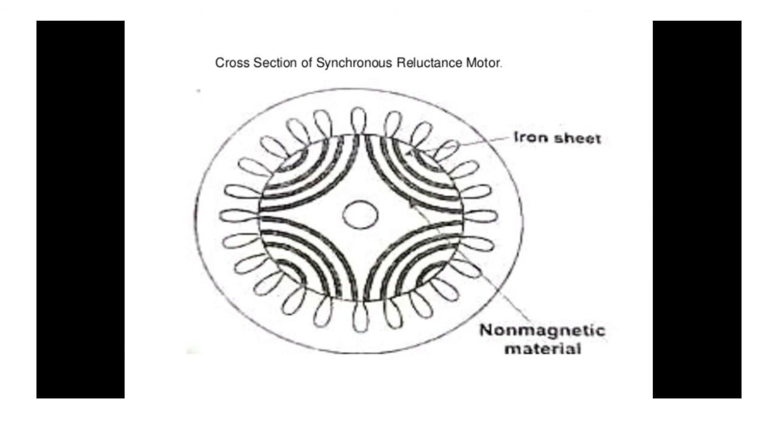Here is the cross section of the synchronous reluctance motor having iron sheet, and it is separated by non-magnetic material.